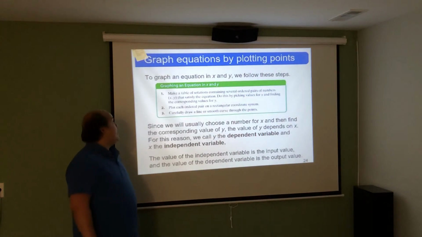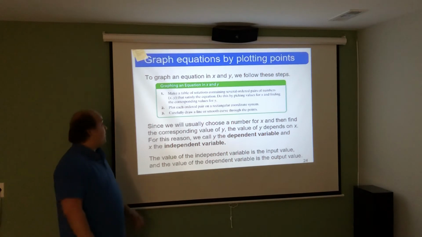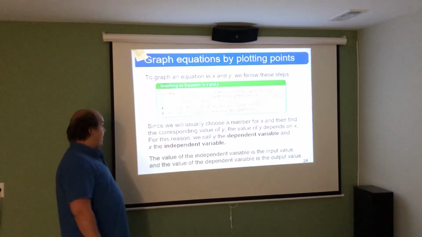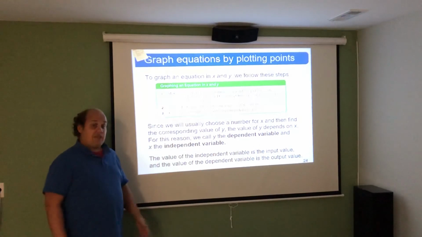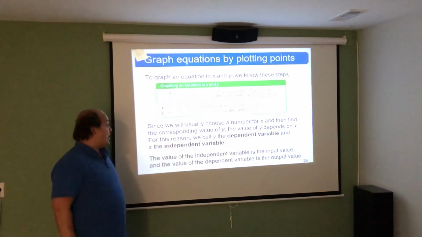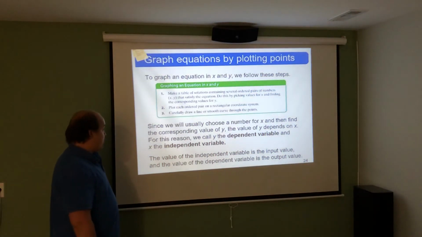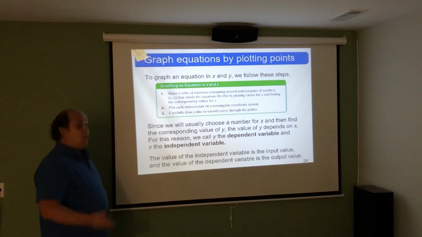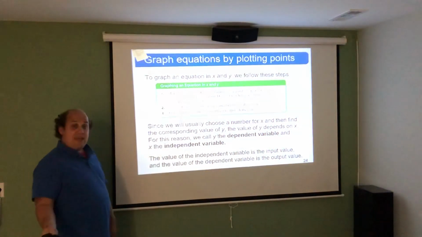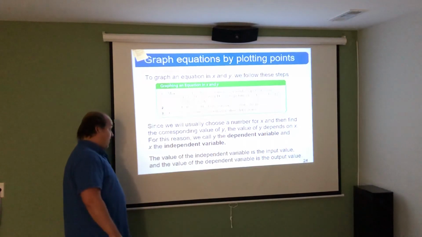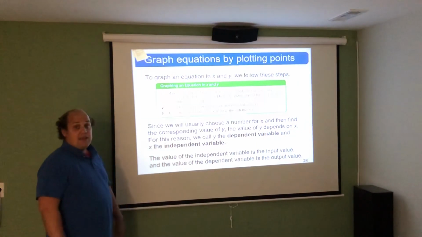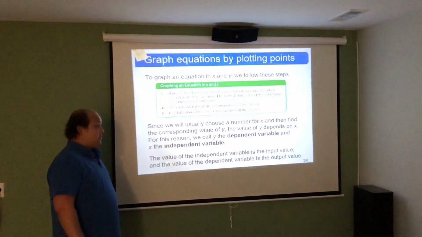Let's summarize what we've seen here. To graph an equation in x and y, we follow these steps. First, we make a table of solutions by plugging in specific x values to get back the associated y values. We then take each of the points that are created, plot them on a coordinate plane, and we draw a line through those points. Since we usually choose a number for x and then find the corresponding value of y, y depends on x, meaning x is my independent variable, y is my dependent variable. The value of the independent variable can also be called the input. The dependent variable can also be called the output.